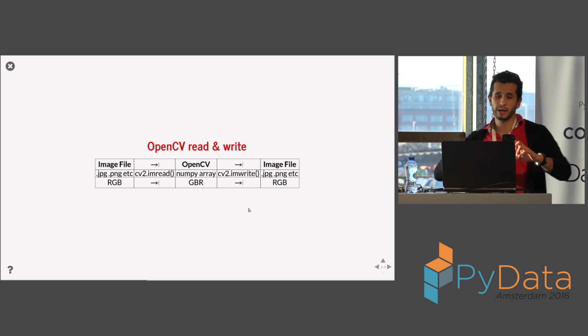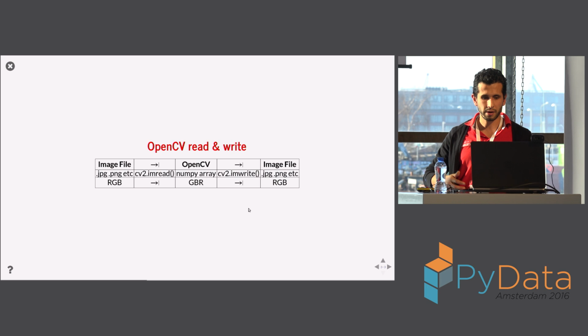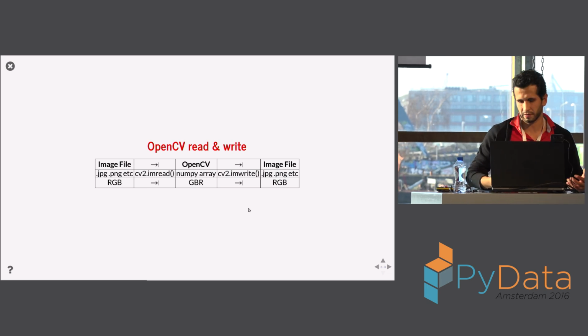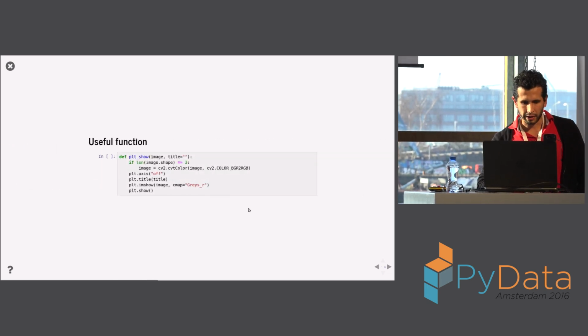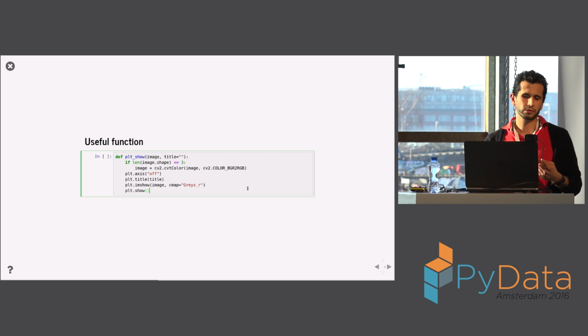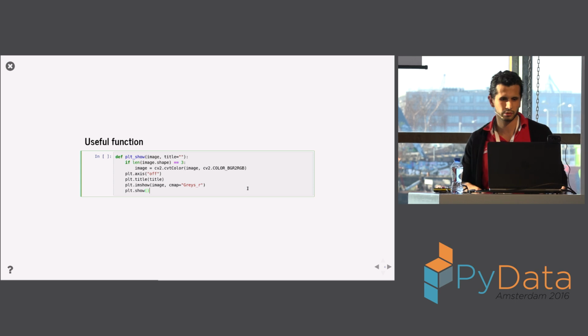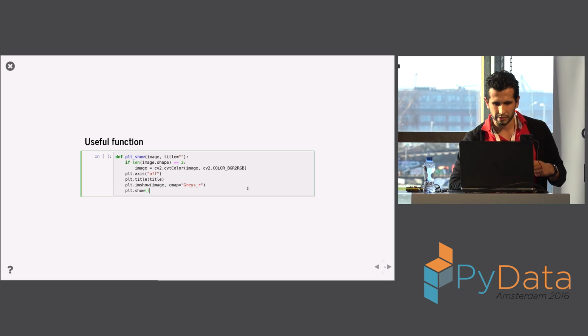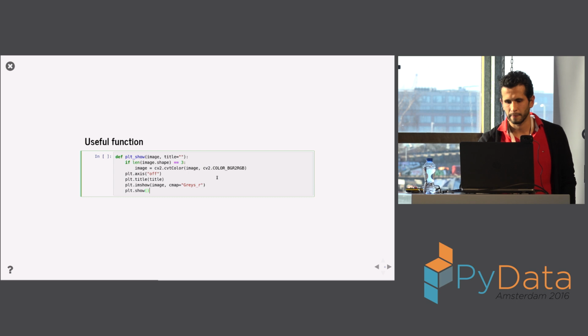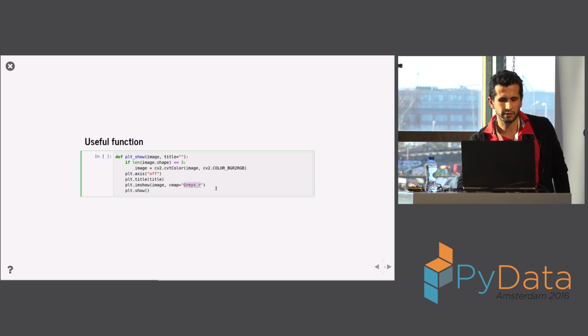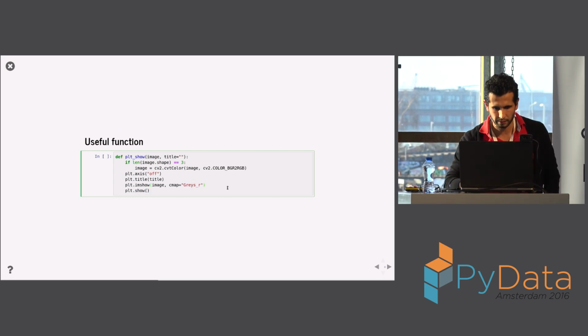Okay, so this is what I was saying. Within OpenCV you get it in BGR, but the images and everything are perfectly correct, so don't worry about it. This is a useful function I define just to display images inside the notebook. Pretty useful because I don't want to write that every time. And then we can also send a title. And in case the image is in grayscale, it automatically puts it in grayscale.